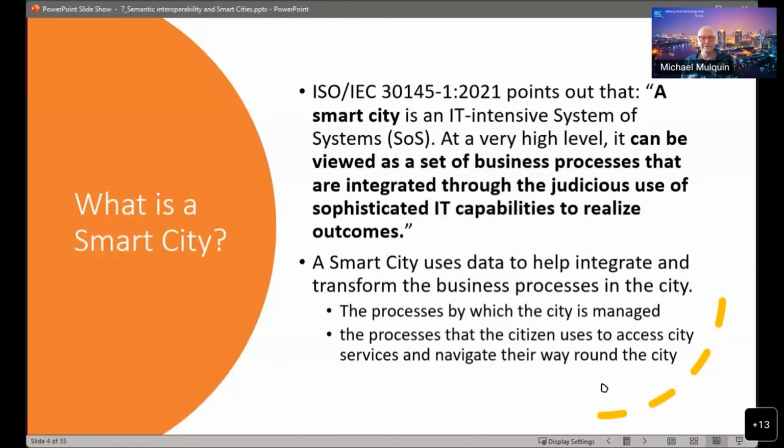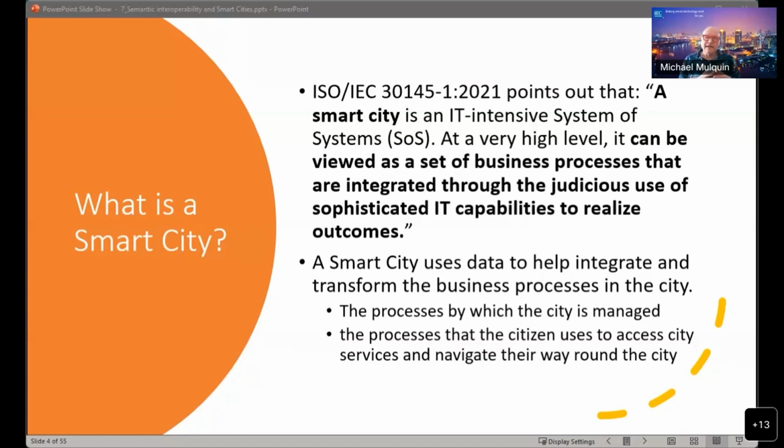So when you think about what a smart city is, there are, of course, many, many definitions. One of the ones I like is from ISO-IEC 30145 Part 1. And this points out that a smart city is an IT-intensive system of systems. This is the key thing. At a very high level, it can be viewed as a set of business processes that are integrated for the judicious use of sophisticated IT capabilities to realize outcomes.